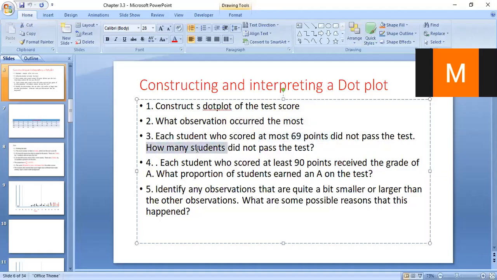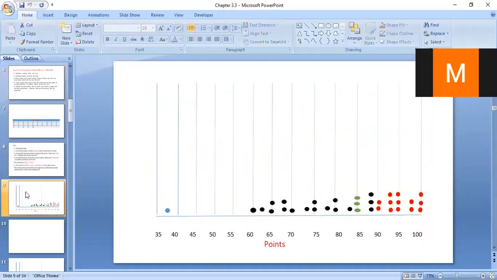The question is how many students? When you look at this dot plot, you find how many students did not pass the test, from 0 to 69.